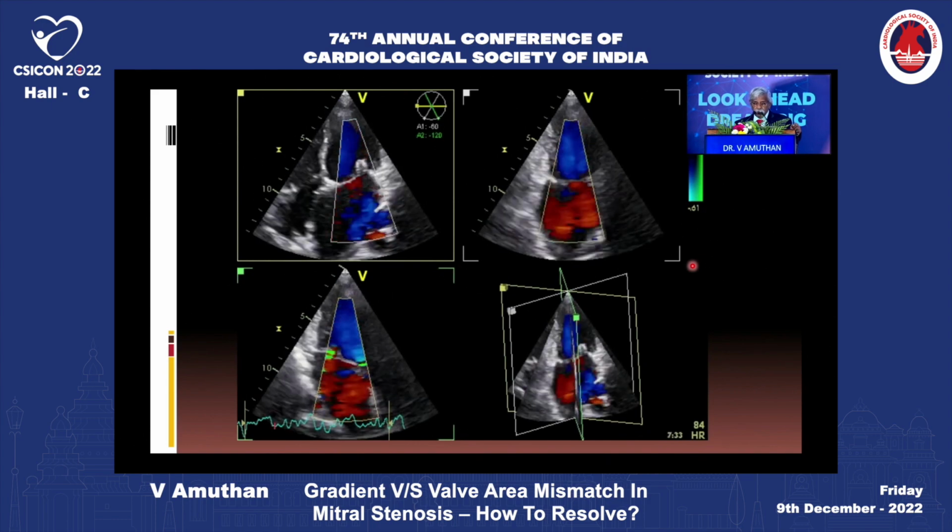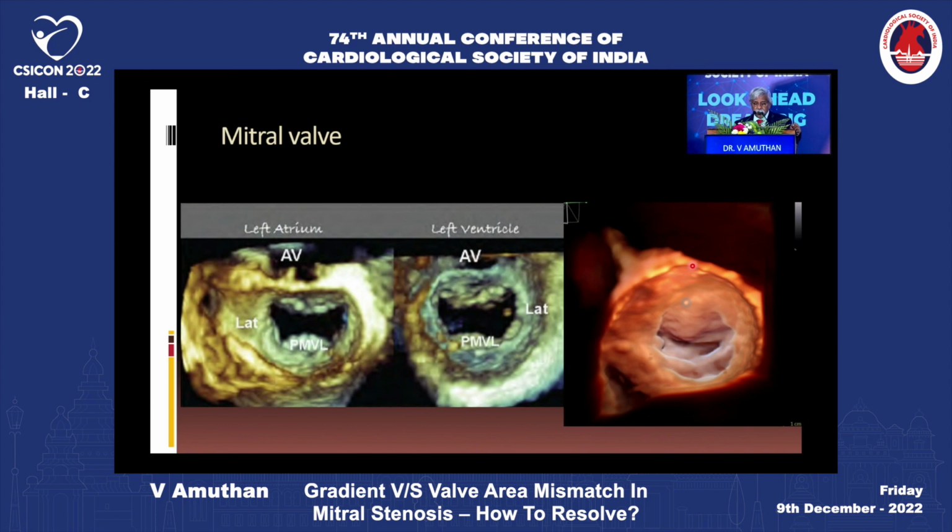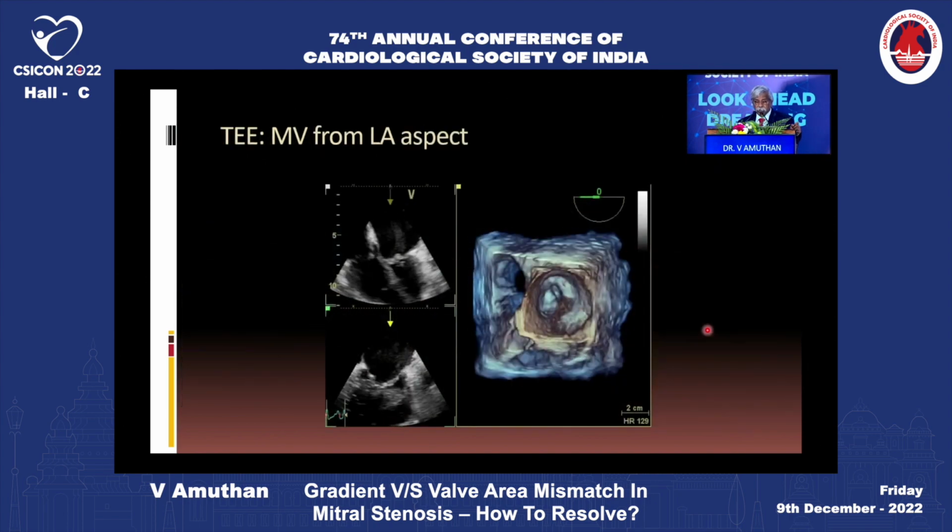Similarly, you can use the triplane view to identify the correct jet, and these are some of the latest advantages. Here you can view the mitral valve from the left atrial side. This is the view from the left ventricular side, and this is called the flexi view, where the valve area can be identified very easily. So this is the mitral valve.